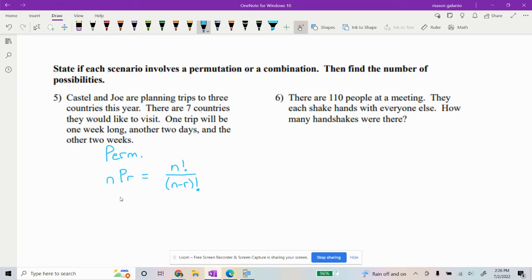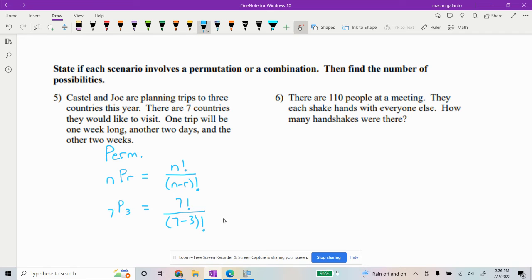In our particular case, how many total elements do we have? Well, we have seven countries permutated 3 times, because we have 1 week, 2 days, and 2 weeks, 3 options. So again, I would just write it out. We have 7 factorial, because n is 7, over 7 minus 3, because r is 3, factorial.